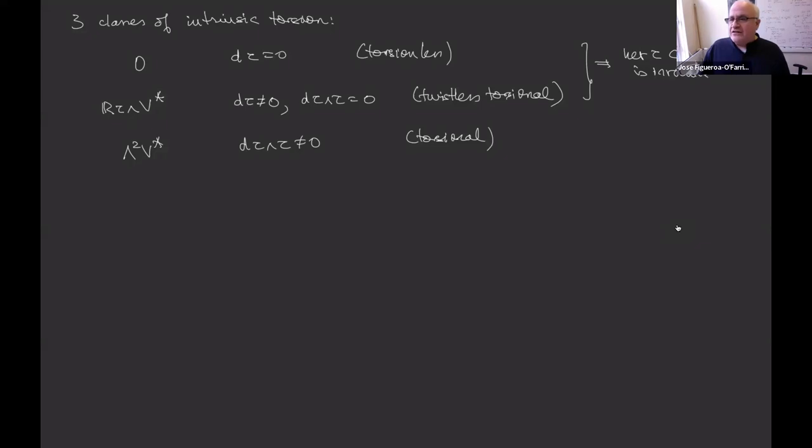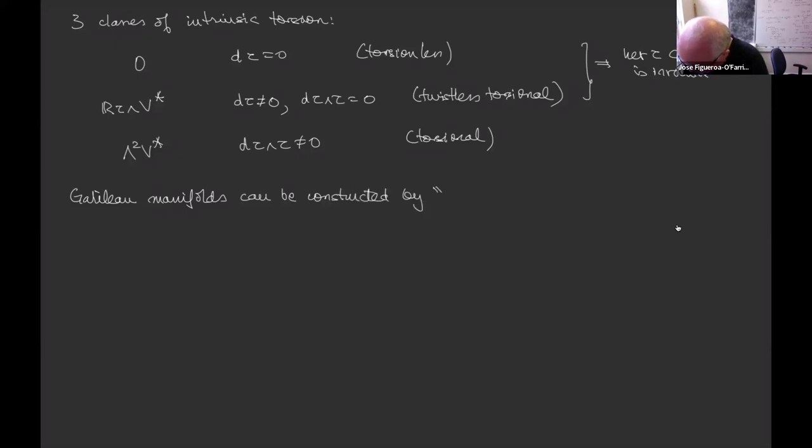Anyway, one more thing before we go on to Carrollian is the fact that you can obtain Galilean geometries by null Kaluza-Klein reductions of Lorentzian geometries. So let me just mention this. Galilean manifolds can be constructed by null reduction from Lorentzian manifolds of one dimension higher, right?